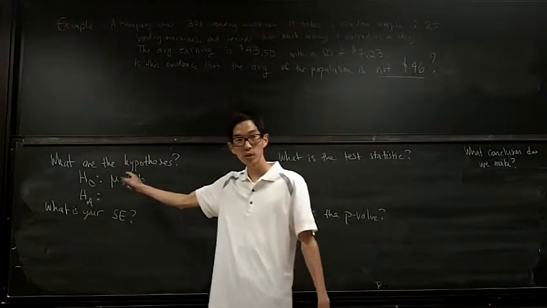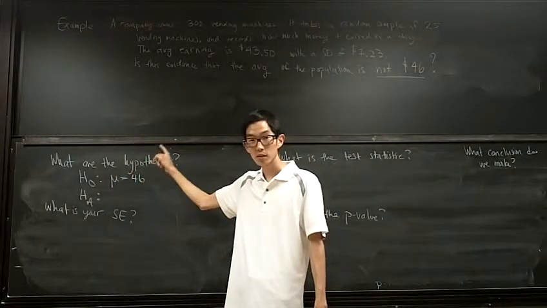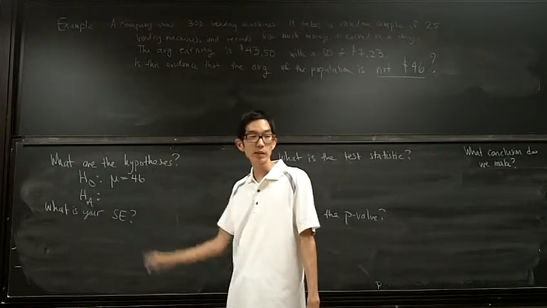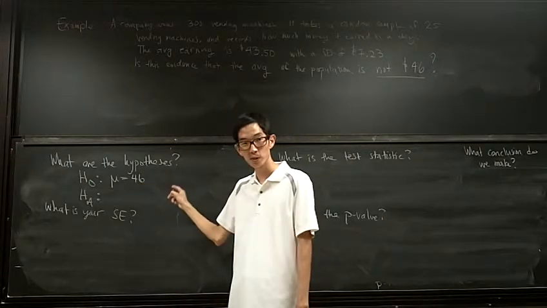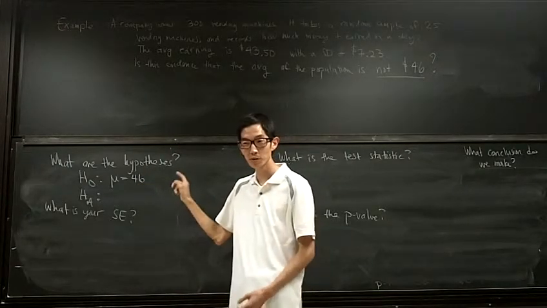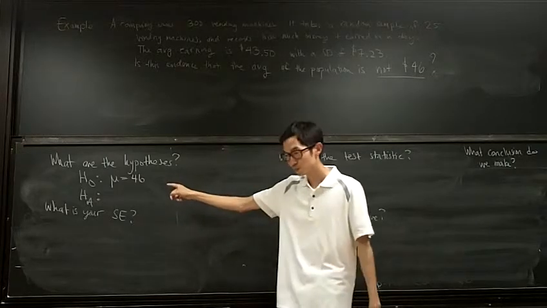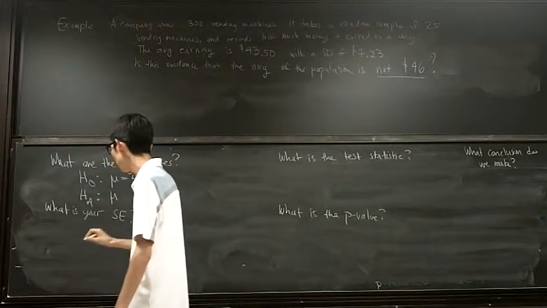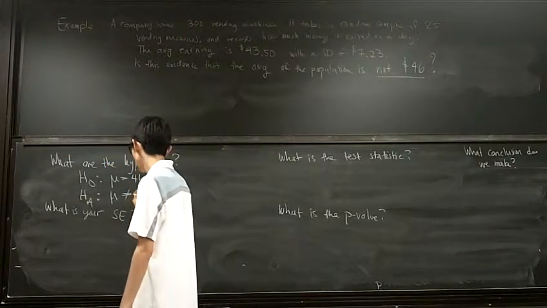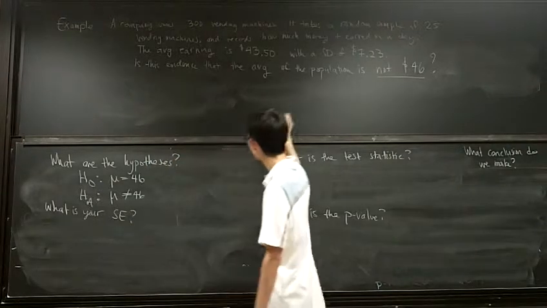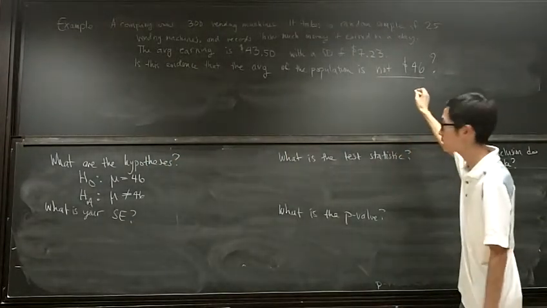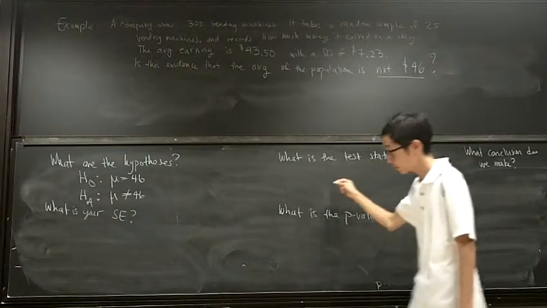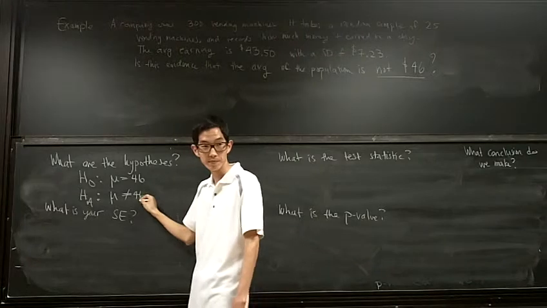Notice I'm using mu, not p. It's not x bar, okay, and it's not 46 all by itself. The null hypothesis is that mu equals 46. All right, so those are all very important points that if we write something other than this, it's not correct. The alternative would then be mu does not equal 46. Now, if this said, is this evidence that the average of the population is less than 46? Then I would put a less than sign here.